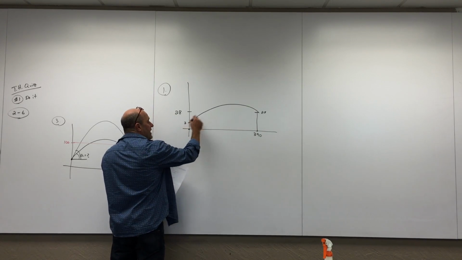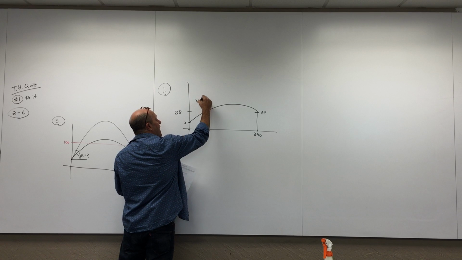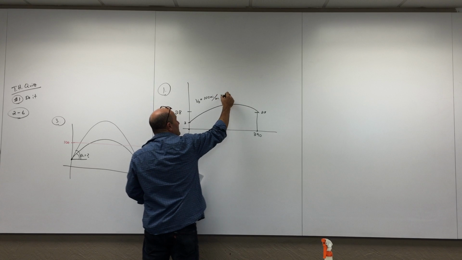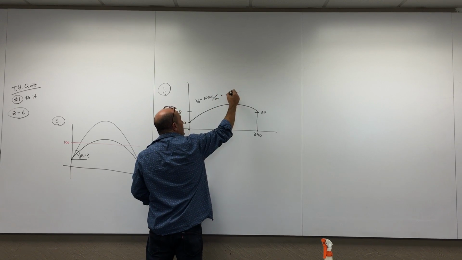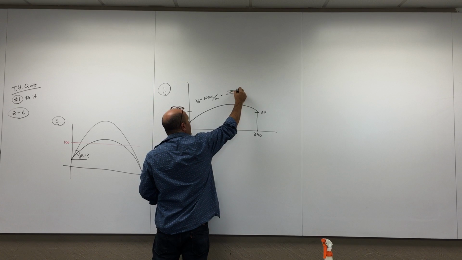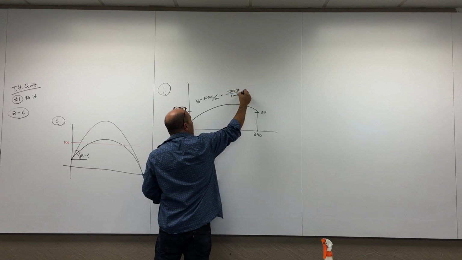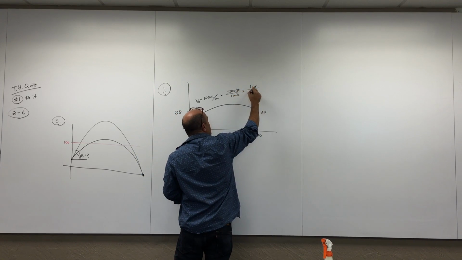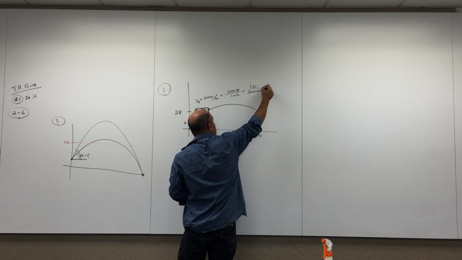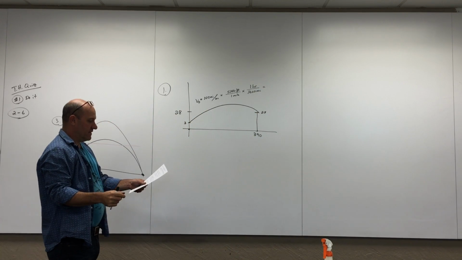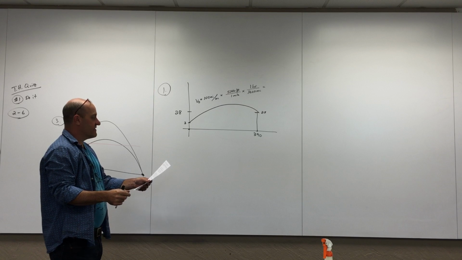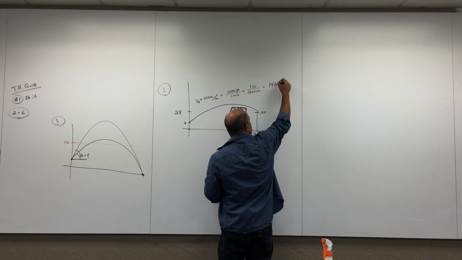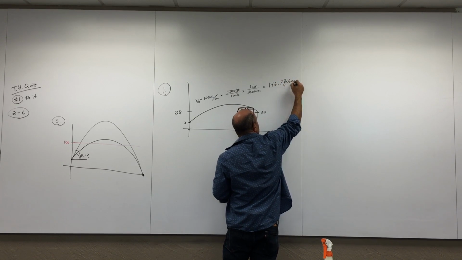Now, it also told me that it left with a V naught of 100 miles per hour. Well, I need to change that to feet per second. Can you help me with that? How do you multiply by 5,280 feet in 1 mile, and 1 hour has 3,600 seconds. This is how you do it, you guys. I need this: 146.67, so 146.7 feet per second. Okay, thank you.